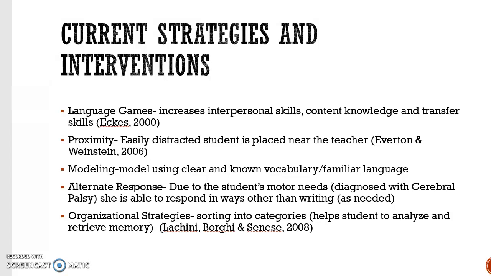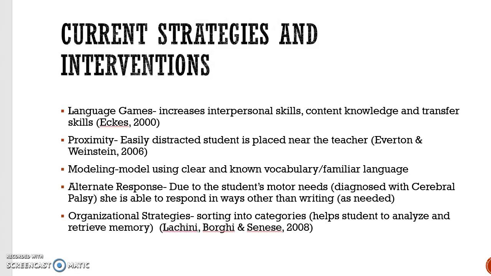I sit right next to her where I can reach her, where I can help her if she can't reach something. She also does get distracted very easily, so it's very important that I sit with her or one of the paraprofessionals sits with her while she is doing her English language arts. Again, that is something that has been shown to help students that are easily distracted.